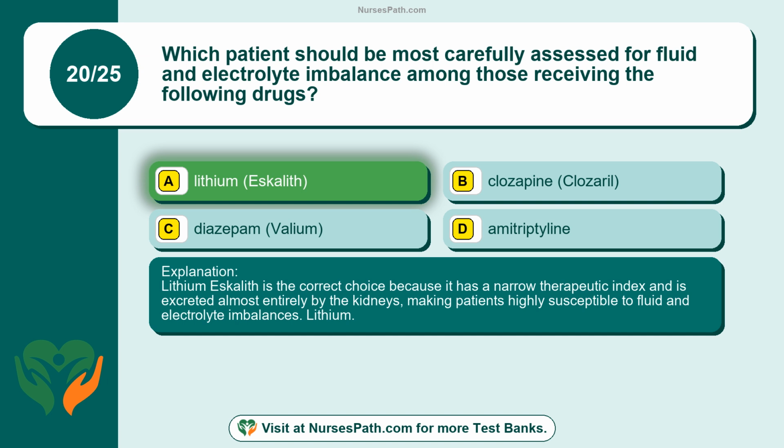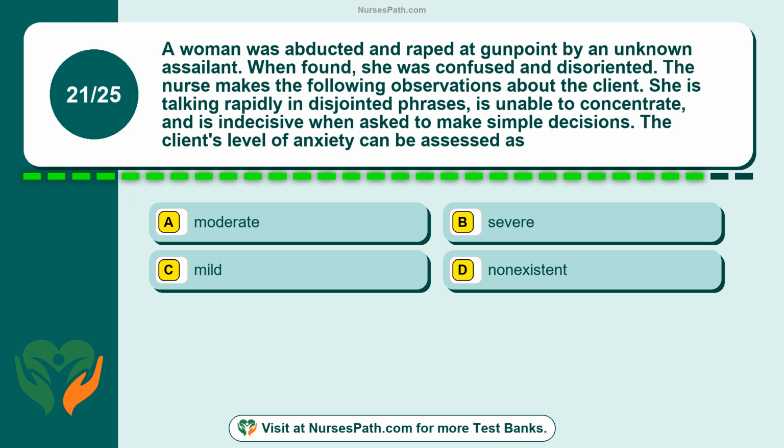Lithium. Question 21. A woman was abducted and raped at gunpoint by an unknown assailant. When found, she was confused and disoriented. The nurse makes the following observations about the client. She is talking rapidly in disjointed phrases, is unable to concentrate, and is indecisive when asked to make simple decisions.